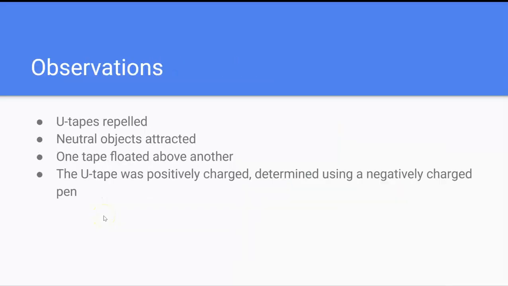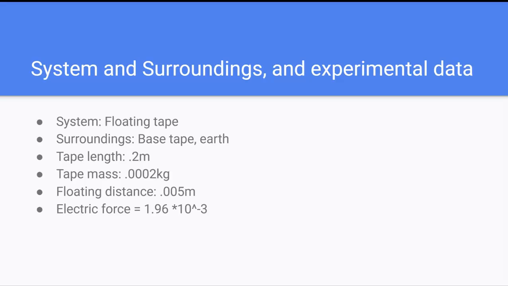The U-tapes repelled each other, showing they had the same type of charge. Neutral objects were attracted because of polarization. One tape floated above the other, indicating that the electric force balanced gravity. The U-tape was also determined to be positively charged because it was attracted to a negatively charged pen. The system was the floating tape, and the surroundings were the base tape and the earth.